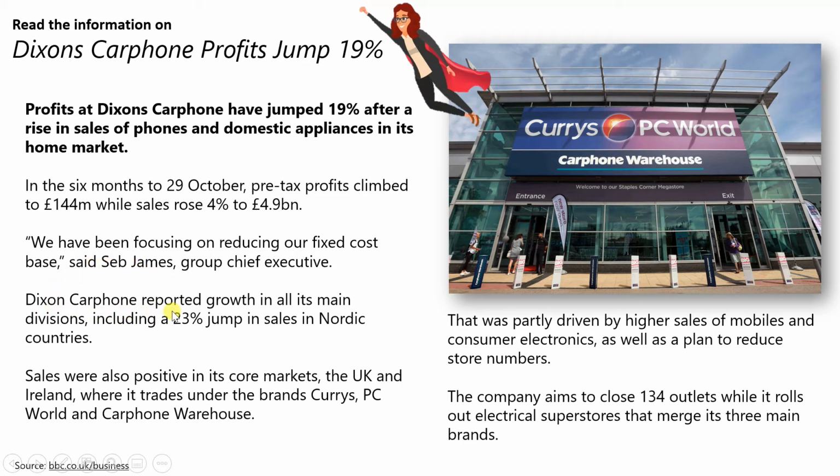Dixon Carphone reported growth in all its main divisions, including a 23% jump in sales in Nordic countries. Sales were also positive in its core markets, the UK and Ireland, where it trades under the brands Currys, PC World and Carphone Warehouse. That was partly driven by higher sales of mobiles and consumer electronics, as well as a plan to reduce store numbers. The company aims to close 134 outlets while it rolls out electrical superstores that merge its three main brands. Source comes from BBC Business.